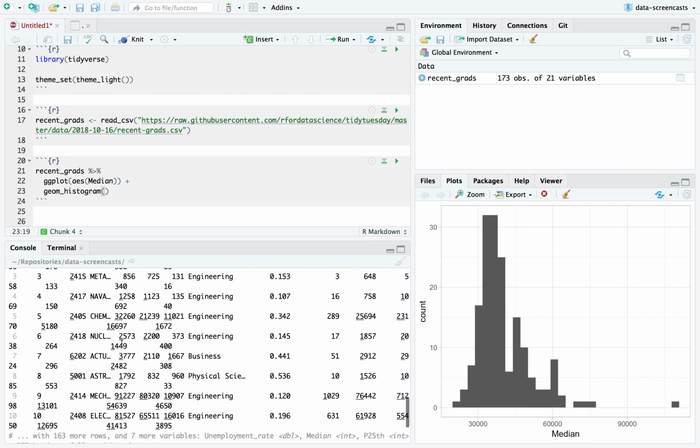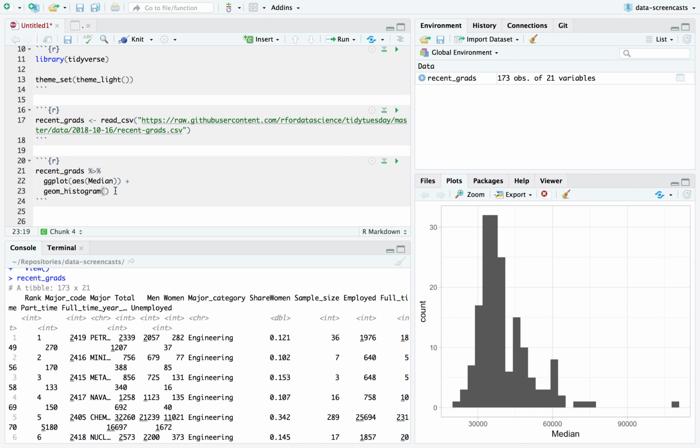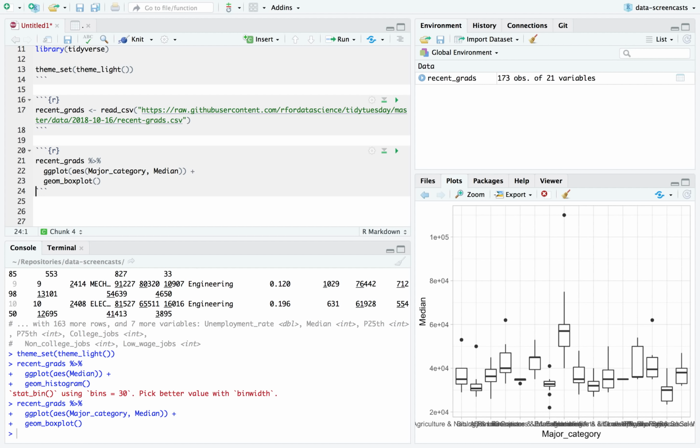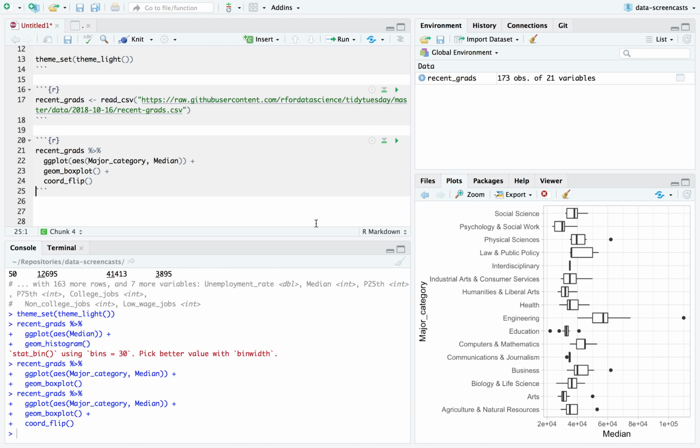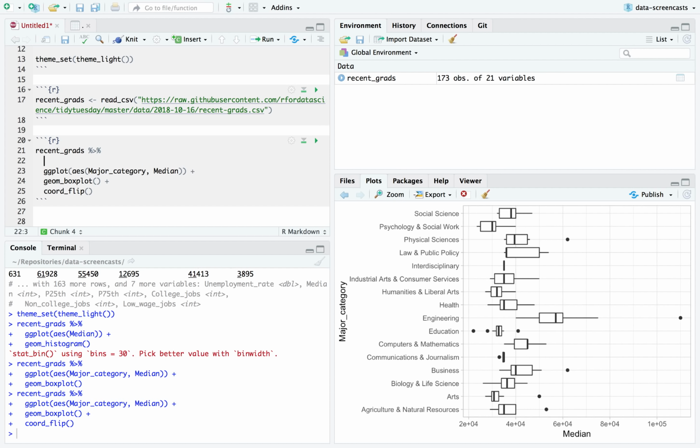I want to divide it down by something. I want to know by major category. So I'm going to put major category on the x-axis in a box plot instead of a histogram. A box plot is really good for comparing a couple of distributions. This x-axis is no good. I'm going to coord_flip this so that I can actually read the labels. Well, that's pretty neat.